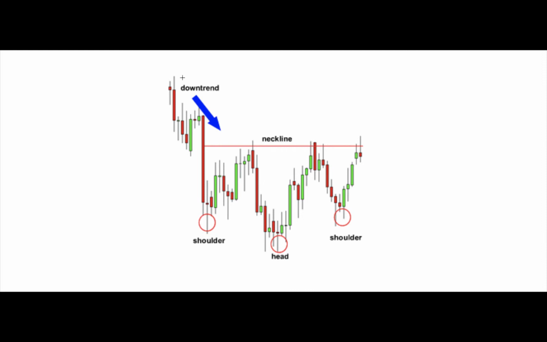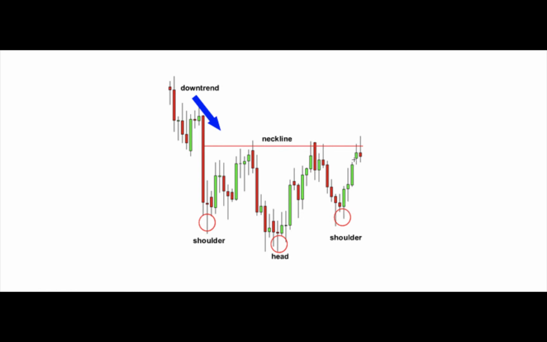So we're in a downtrend. We got a left shoulder, comes up, meets a peak, comes down, a little bit further of a drop, finds support, comes up back to the neckline. Now we've got a neckline formed. Notice this one is straight. And then we got a right shoulder forming.